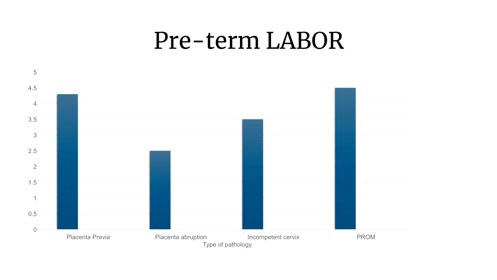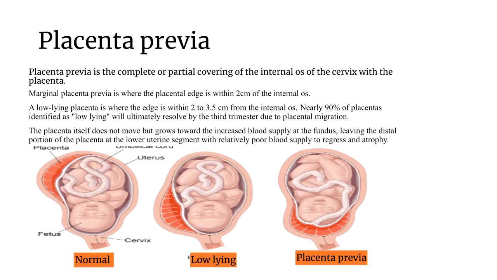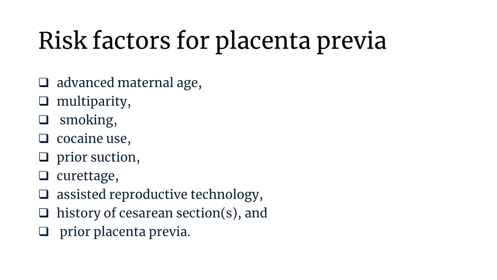Preterm labor etiologies can be placenta previa, abruption, maybe incompetent cervix, or premature rupture of membranes. Placenta previa usually is the location of the placenta over the internal os. We have also low lying placenta, but for placenta previa, we can have a complete placenta previa or partial placenta previa. Risk factors for placenta previa are advanced age, multiparity, smoking, substance abuse, and history of prior placenta previa.